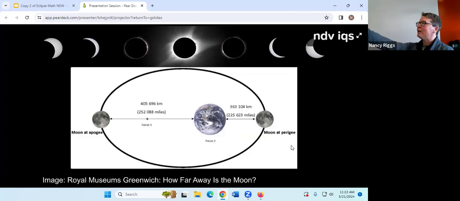And similarly, when the Earth goes around the sun, we do not go around the sun in a perfect circle either. That is an ellipse. And the other planets also travel in ellipses, not in actual circles.